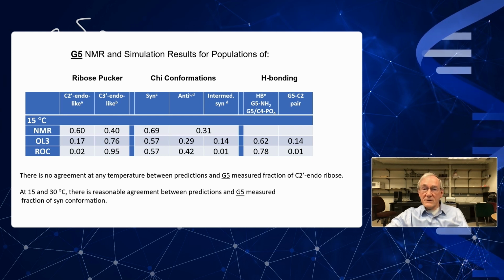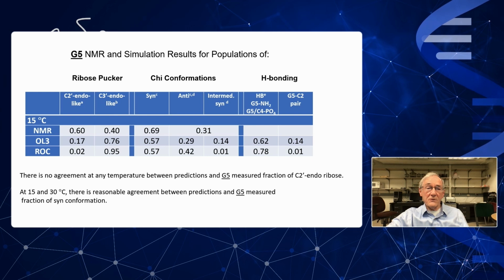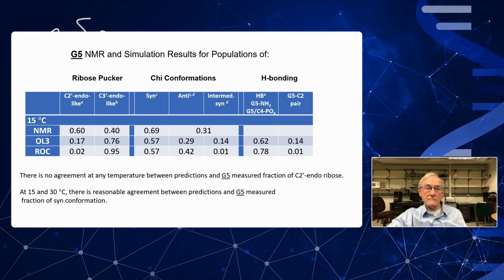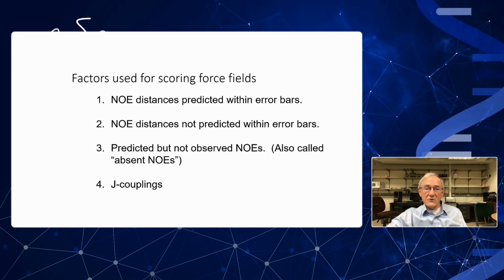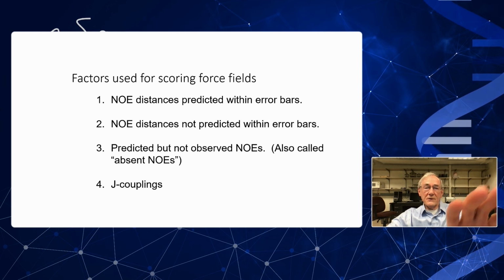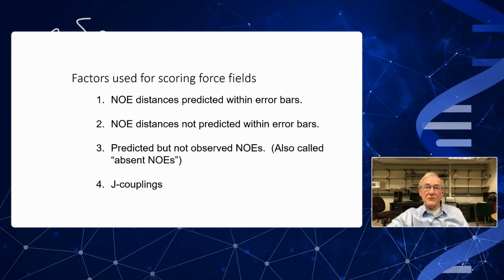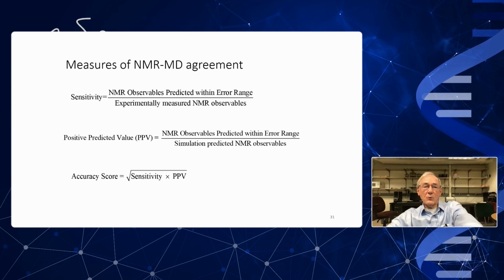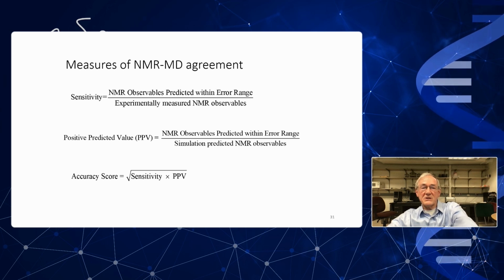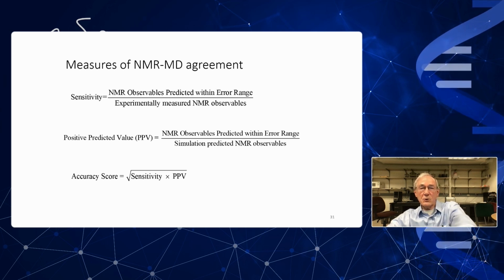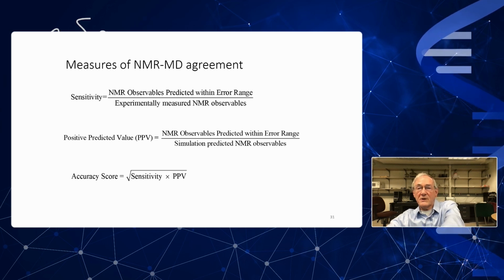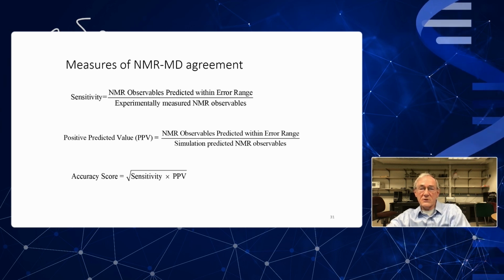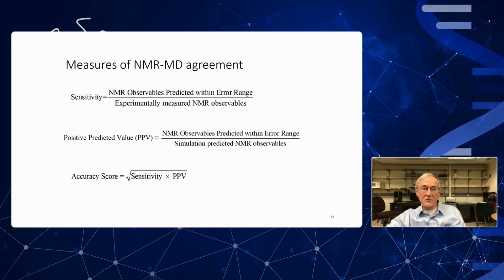So I'm basically out of time for the talk, and I want to save time for questions and for talking about Richard. So these are the kinds of things that we use to score the force field. I'm going to go to the bottom line. What we compare is what's called sensitivity, which is, in the numerator, NMR observables predicted with an error range, divided by experimentally measured NMR observables. So that's one thing that we use to compare force fields.